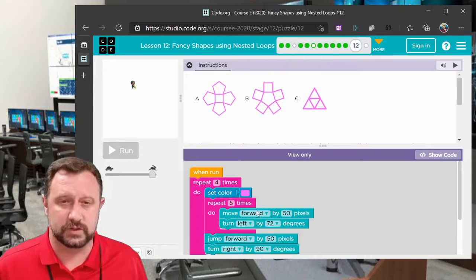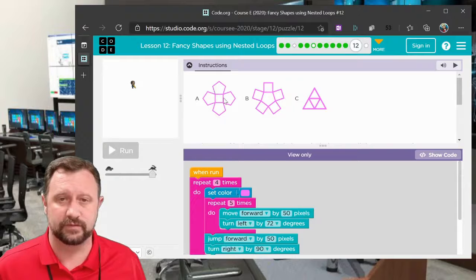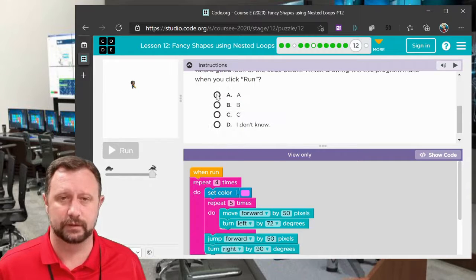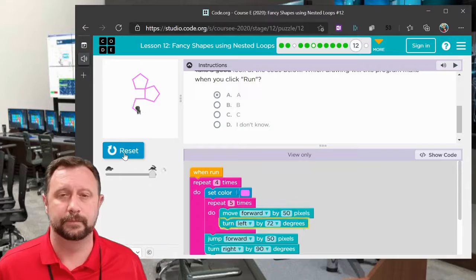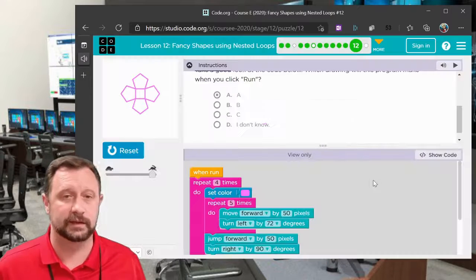I'm going to do this something 5 times. This one looks like it 1, 2, 3, 4, 5. This one has shapes of only 4. This one has shapes of 3. I think I'm going to pick A on this one. A. Run. Ta-da.